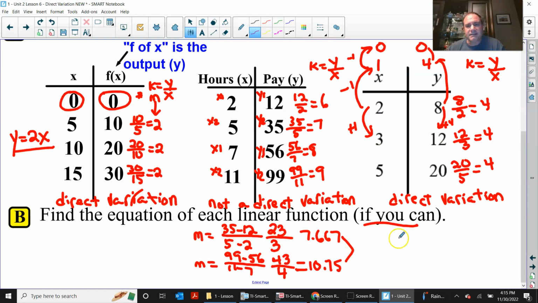Remember, the b is 0, the m is 4. You don't have to take the slope, because in a direct variation, you could just divide y and x and get the slope. You have 4, and b is 0. So what's the equation? Y equals 4x. That's it.